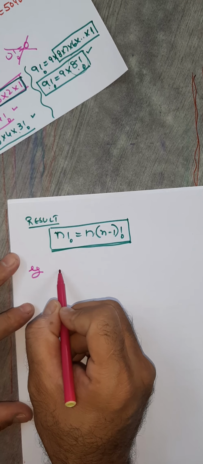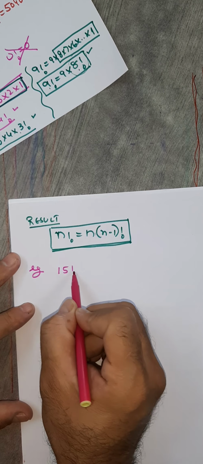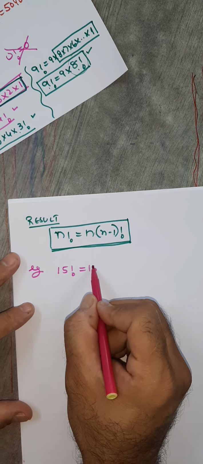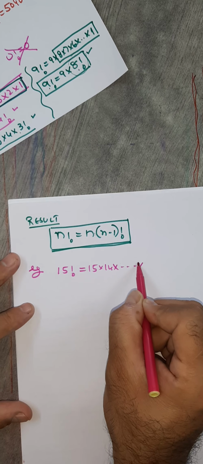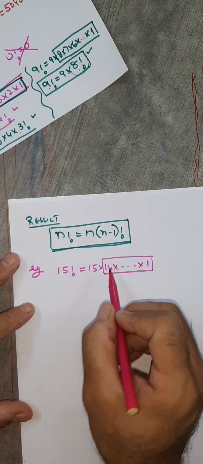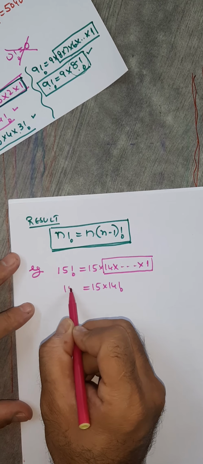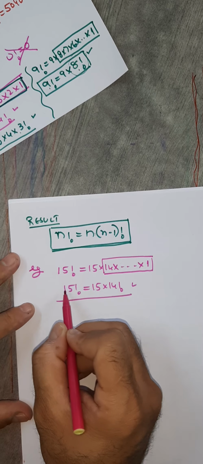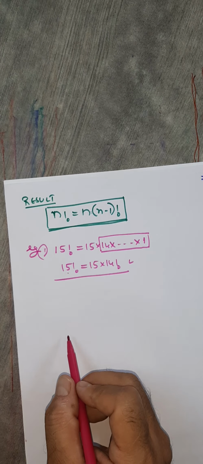One more time, I already explained. Suppose I have 15 factorial. This is a very big number, so I can write 15 into 14 and so on till 1. Now 1 to 14 is 14 factorial. So 15 into 14 factorial. What is important here? Every bigger factorial you can express in terms of a smaller factorial.